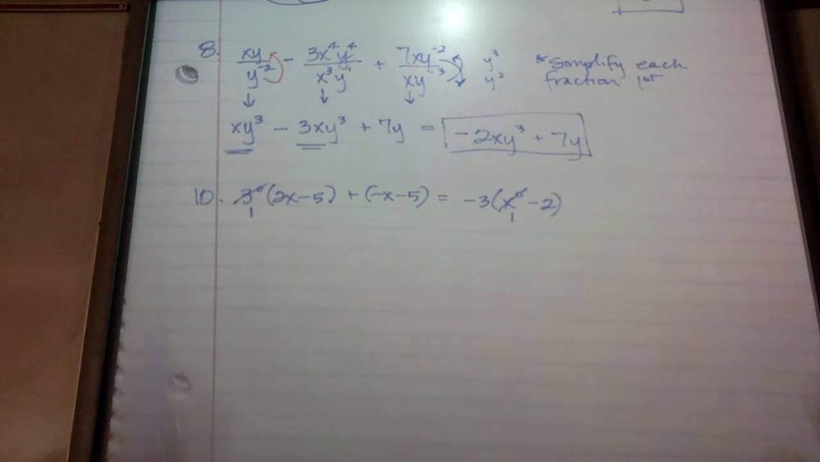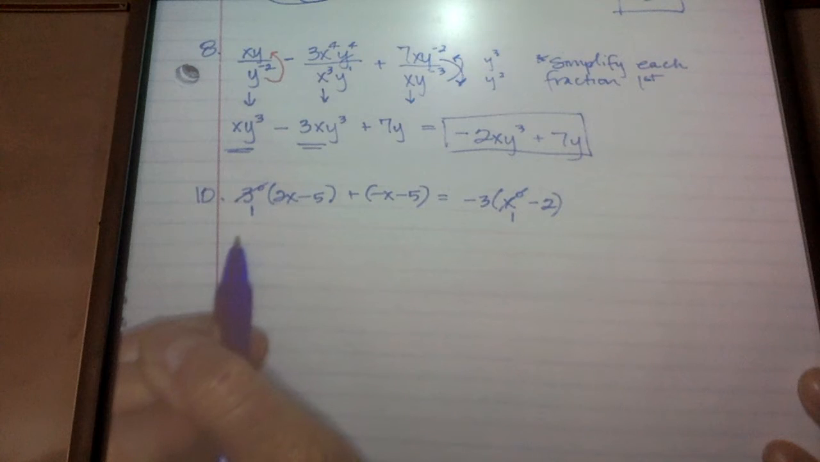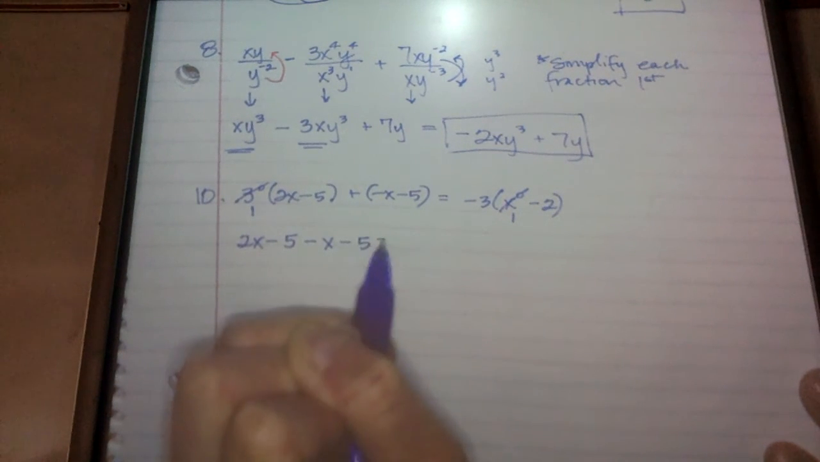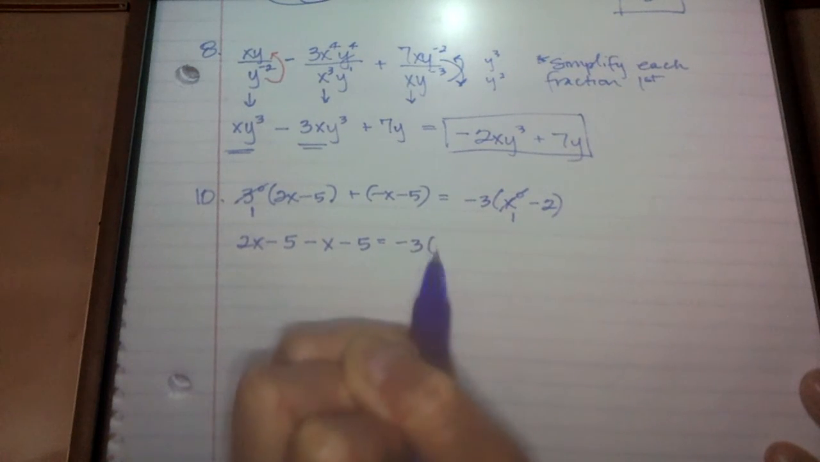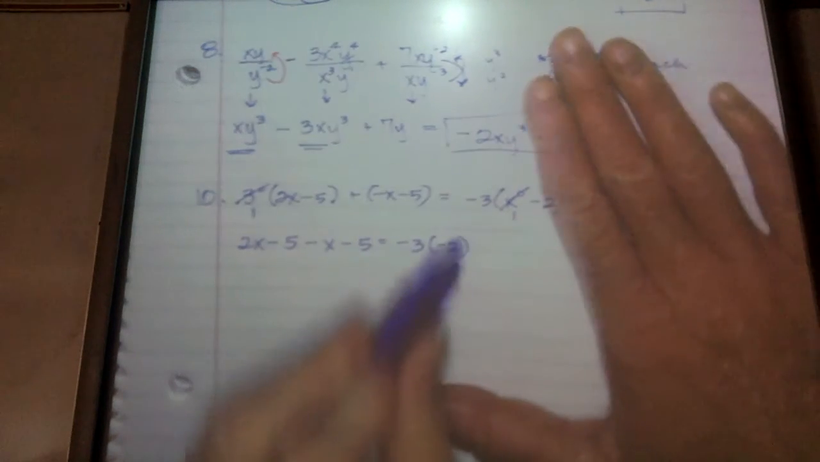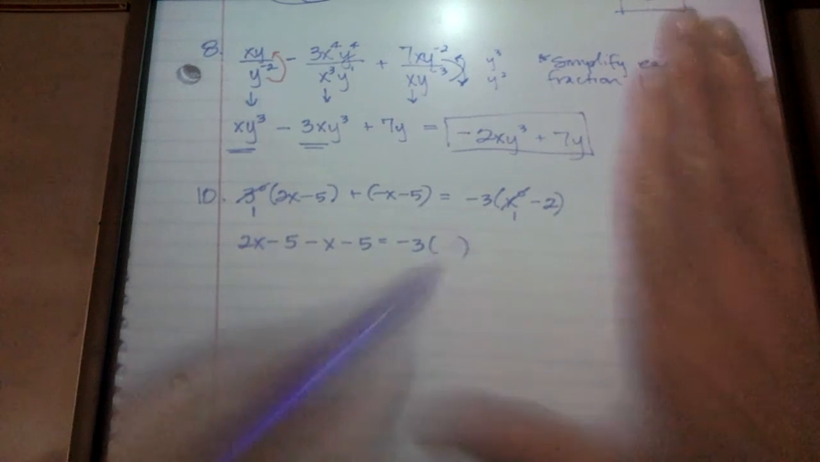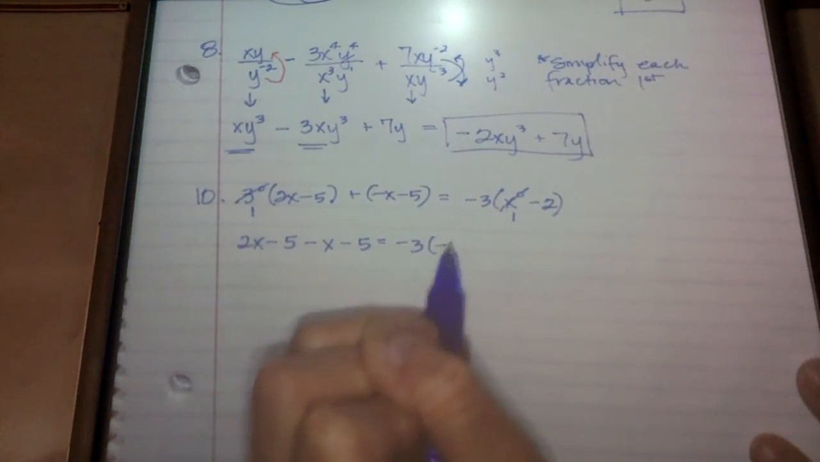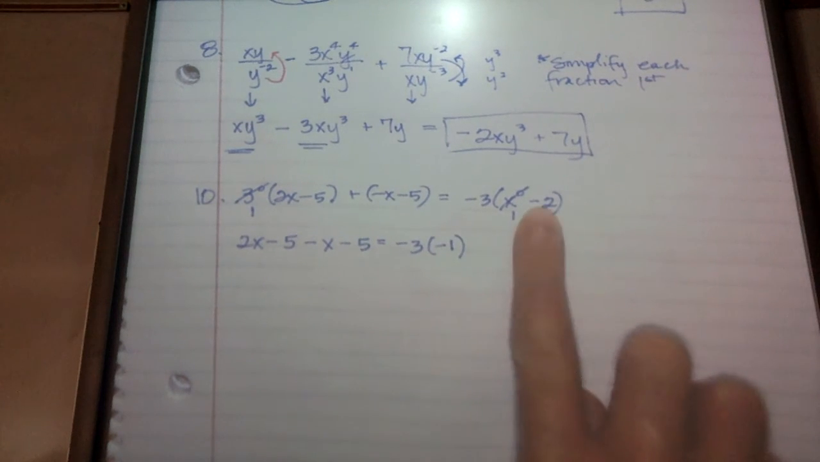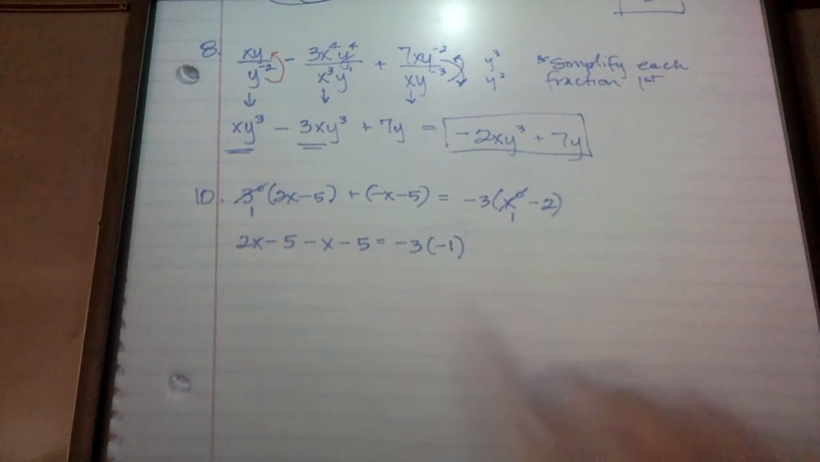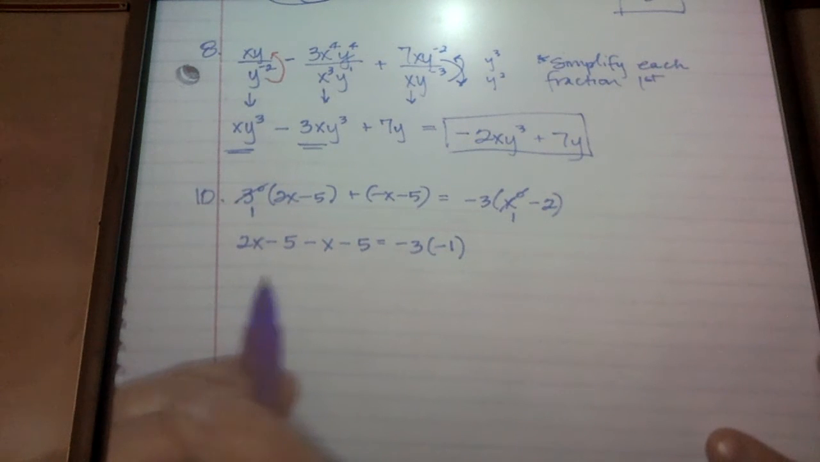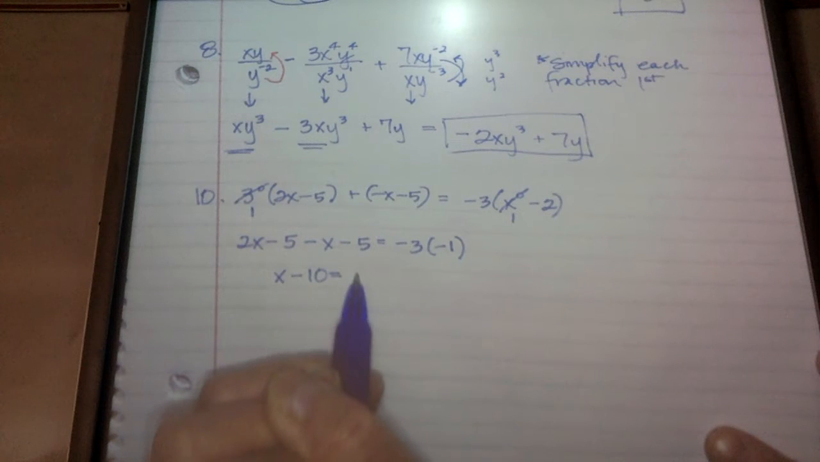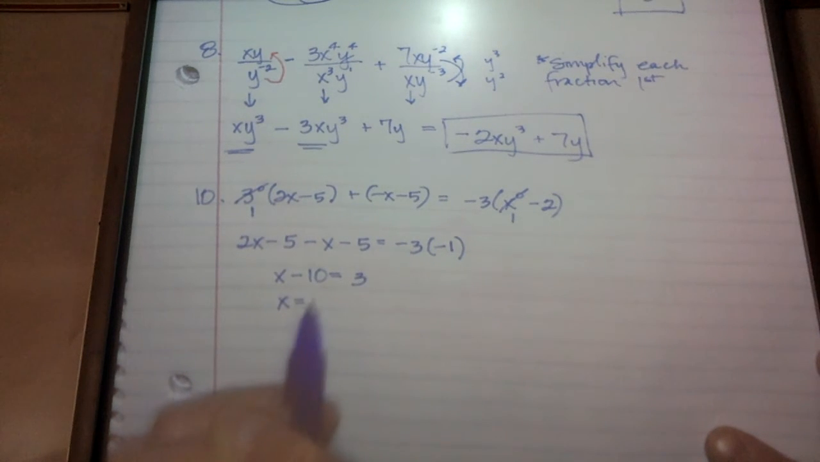Okay, so then this just leaves me with 2x minus 5 minus x minus 5 equals negative 3 times negative 2. Whoops. Equals 1 minus 2, which is negative 1. Okay, 1 minus 2 is negative 1. I'm going to combine like terms. So this is x minus 10 equals 3, which would mean x equals 13.